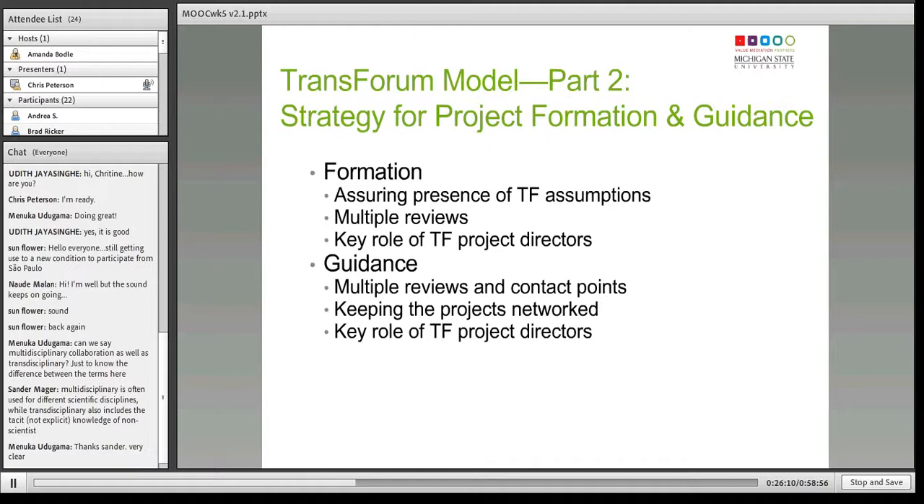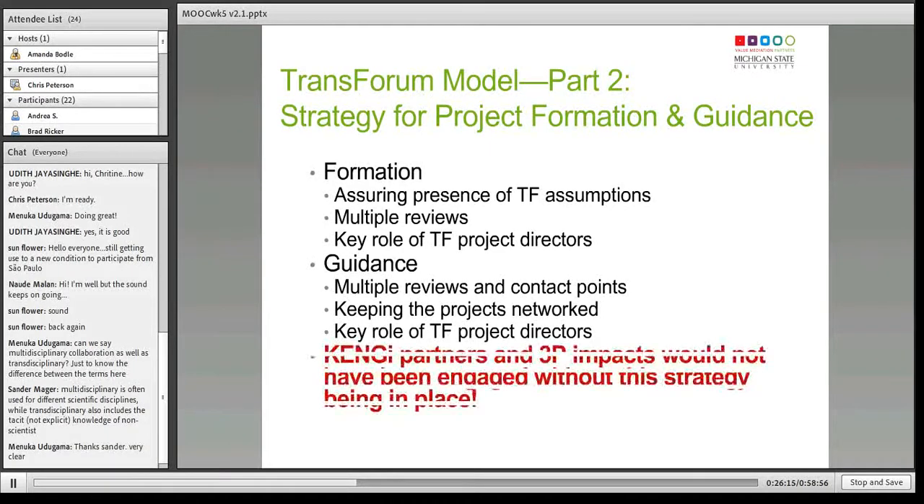And I really believe, based on the interviews, that the Kinsey partners and the 3P impacts would not have been engaged without this strategy being in place. How you form and guide your project based on multi-stakeholder engagement and a real focus on 3P impacts, you need to have both of these things at the heart of any project that you do in the arena of sustainable development.